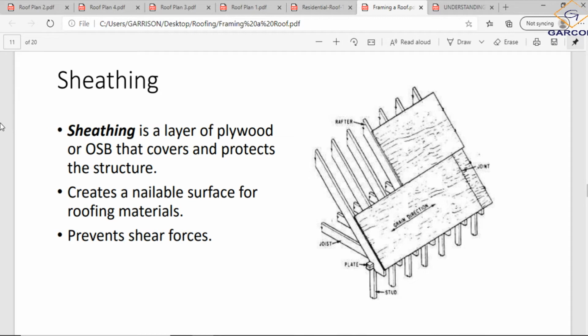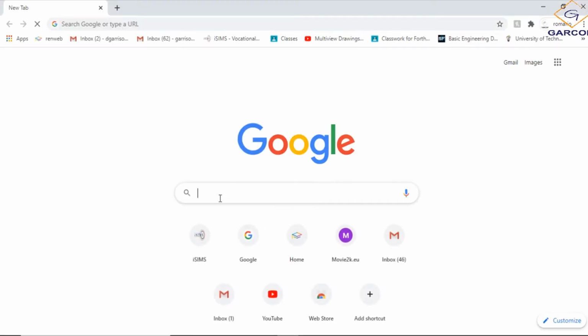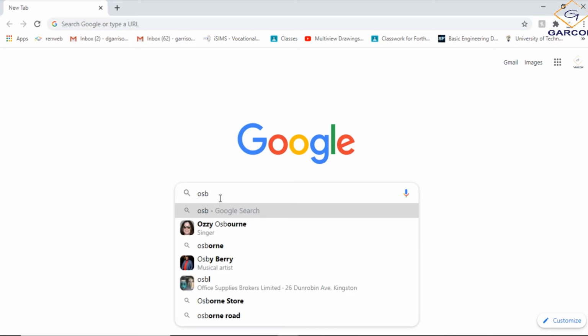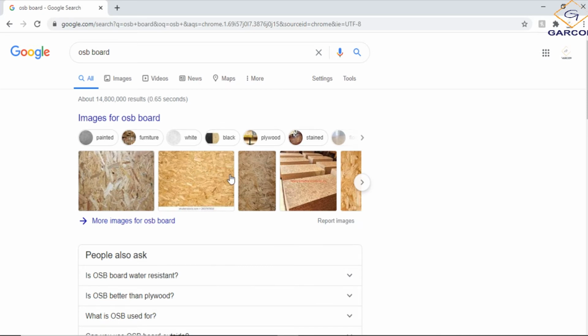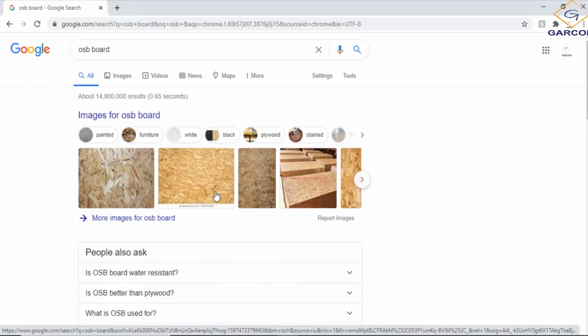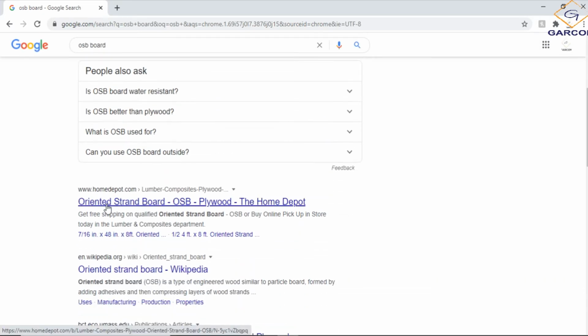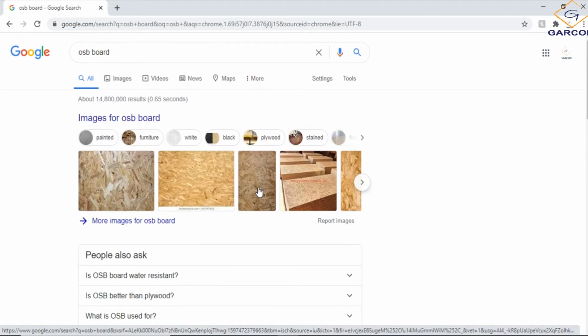Sheathing is a layer of plywood or OSB. OSB are what we basically call bagasse board. OSB stands for oriented strand board, or bagasse board as we call it in Jamaica.